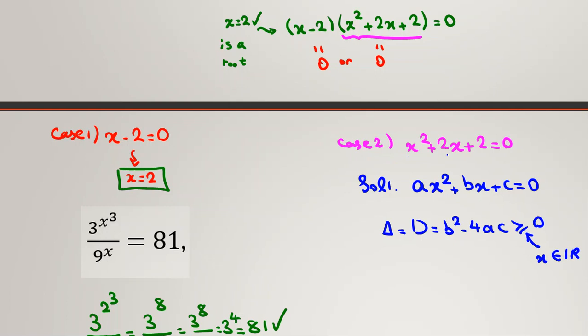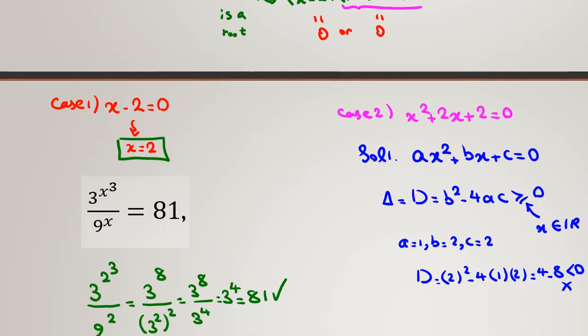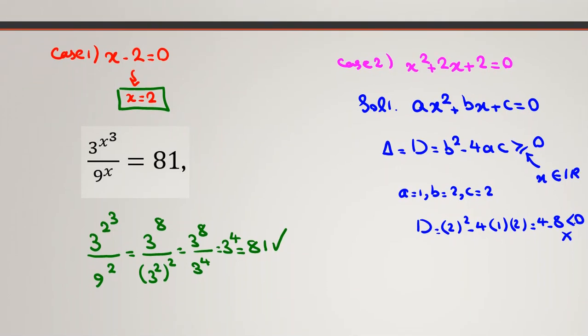Now, in this example, a is 1, b is 2, c is 2. So the discriminant is b squared, 2 squared, minus 4ac, 4 times 1 times 2, which is 4 minus 8, negative 4, less than 0. So in this case, we don't have any answer. Now, let me solve it also with another solution. Both of them are useful.